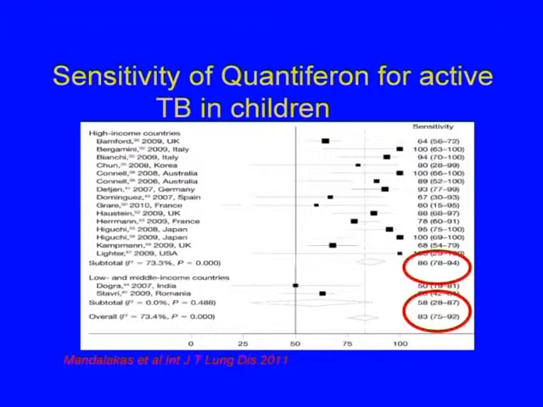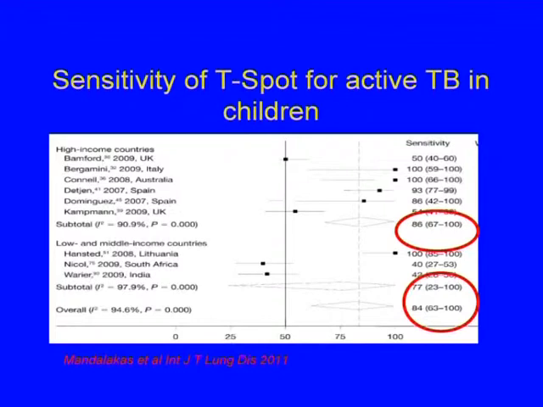And similarly for the T-SPOT, which is the other commercially available assay, 86% detection of children with TB in high-income countries, somewhat better in low-income countries at 77%. And so overall detection of around 80%, whether you use a QuantiFERON or a T-SPOT or a tuberculin skin test. So the critical question is, do these interferon gamma assays add anything above a tuberculin skin test? And given the cost and the need for a blood test, and you need to send it away to a laboratory, and the child must return for follow-up, or for the results at least.